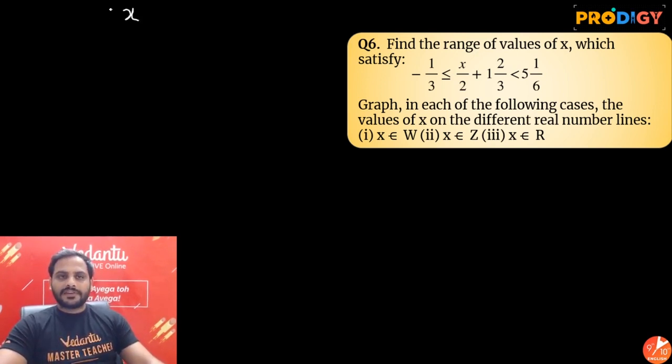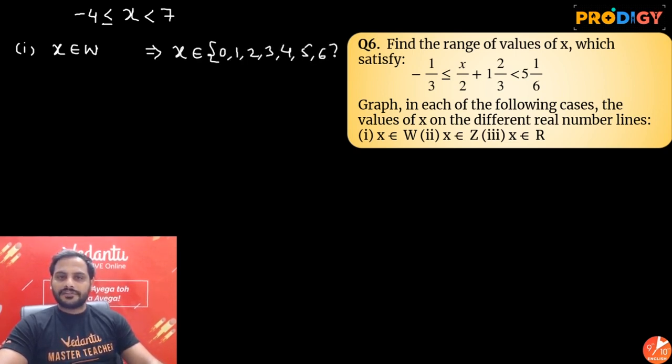So when x is greater than or equal to minus 4 but less than 7, this is the solution. First case, when x belongs to whole numbers. In this case the values of x possible will be 0, 1, 2, 3, 4, 5 and 6 only. Alright, so on the number line how will it look?